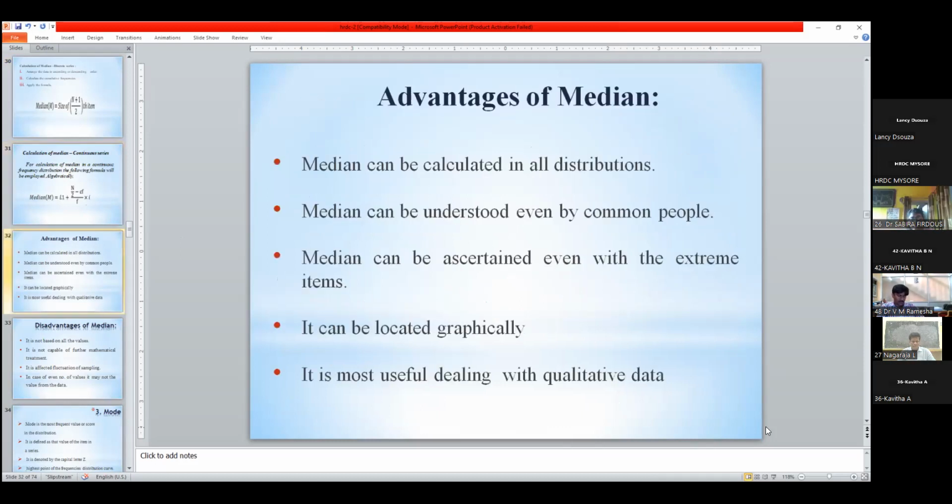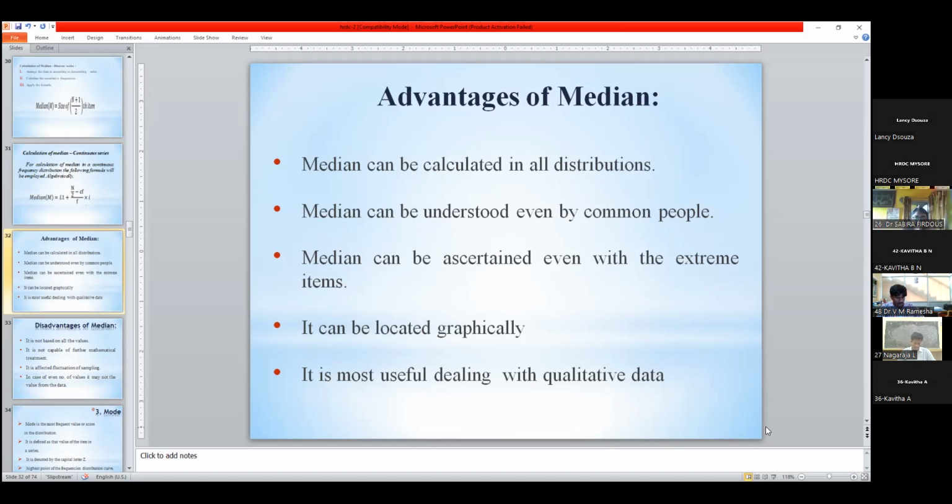Then what are the advantages of median? Median can be calculated for all distributions, whether open-ended or closed-ended, because median is not affected by extreme scores. Median can be understood even by a layman because it is exactly the 50th point, you cut it and you get to know. Even if extreme items or outliers are there, median may not change. So your median is much safer than the mean.